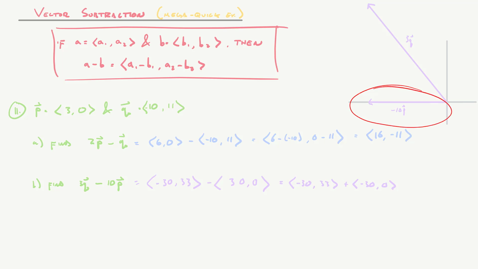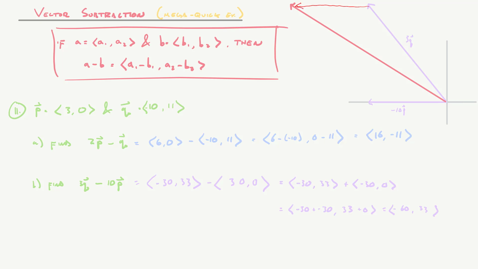And then I'm going to find the resultant vector by using the parallelogram rule here. But anyway, let's go ahead and do the component-wise addition now, right? Since I went ahead and distributed the minus 1. So we have negative 30 plus negative 30, that's going to be negative 60. And then 33 plus 0, that of course is just 33. And so this is the resultant vector. Again, via the parallelogram rule, right? There's negative 10 vector p up there. So the diagonal between them, since we're adding now, is going to be the resultant vector, negative 60, 33.